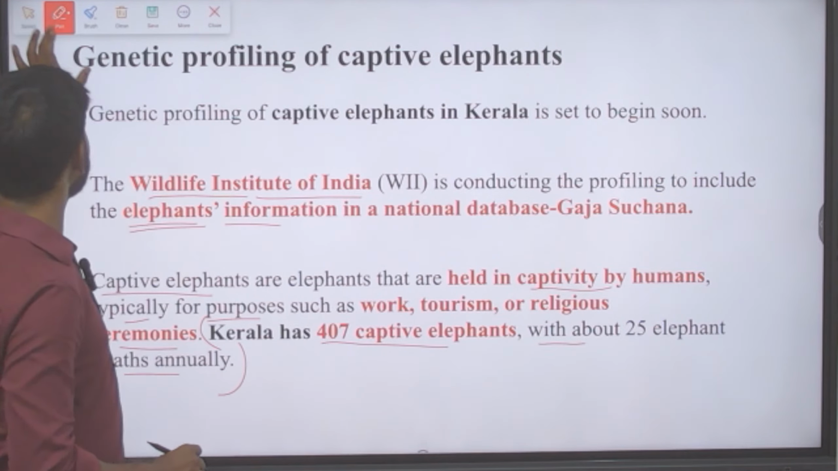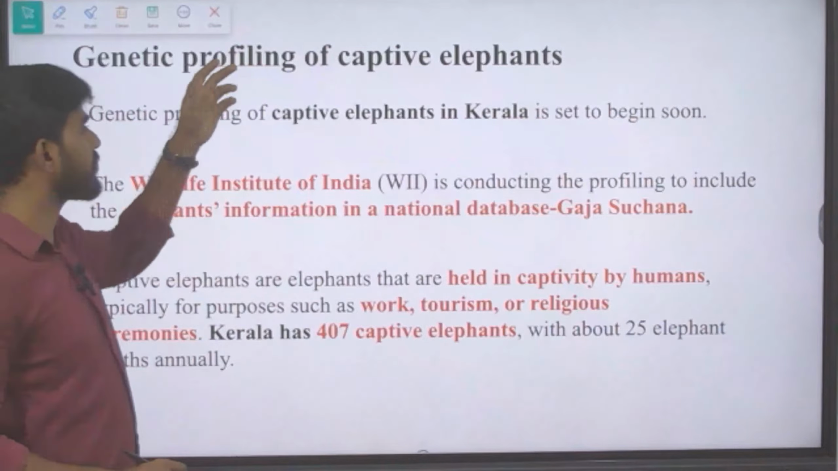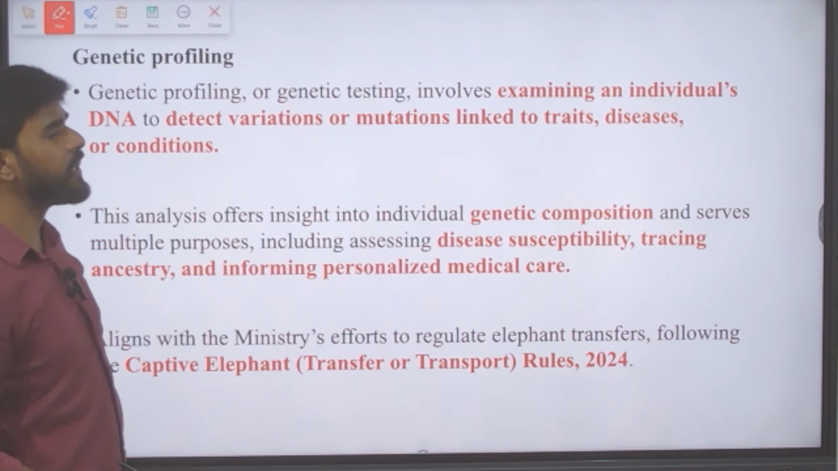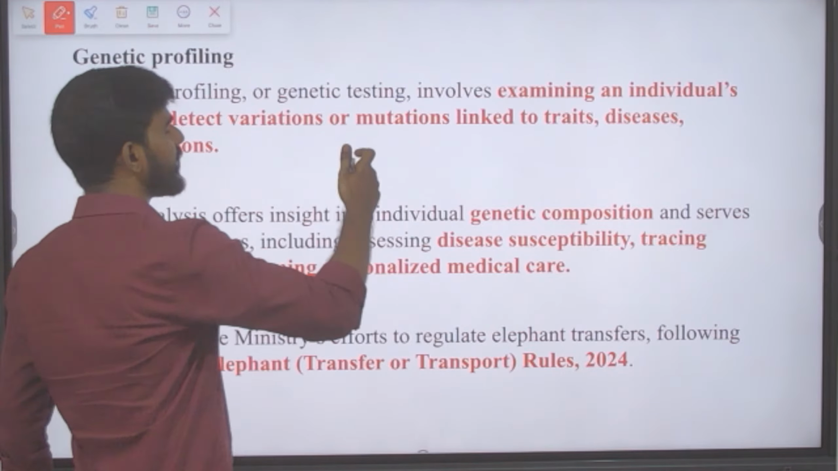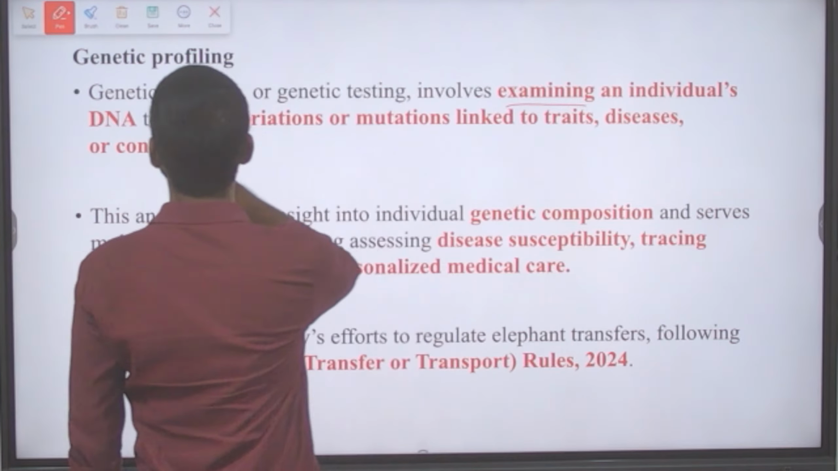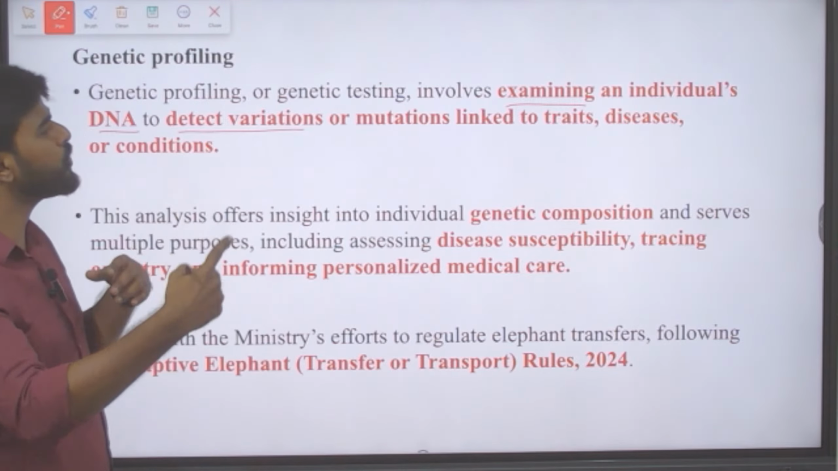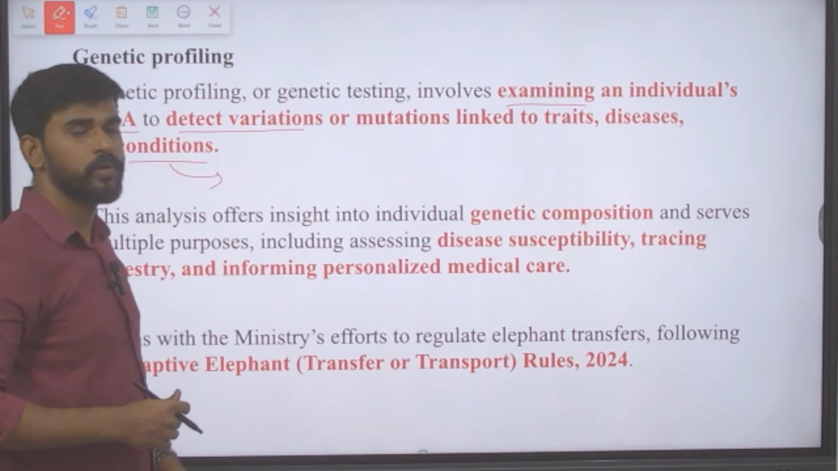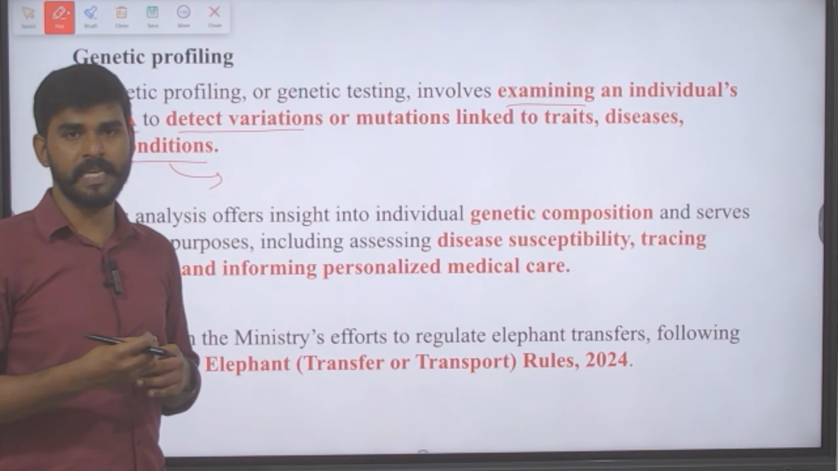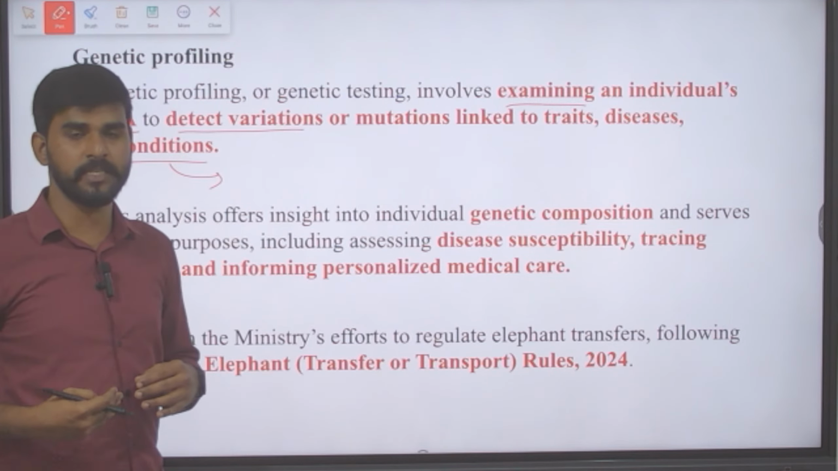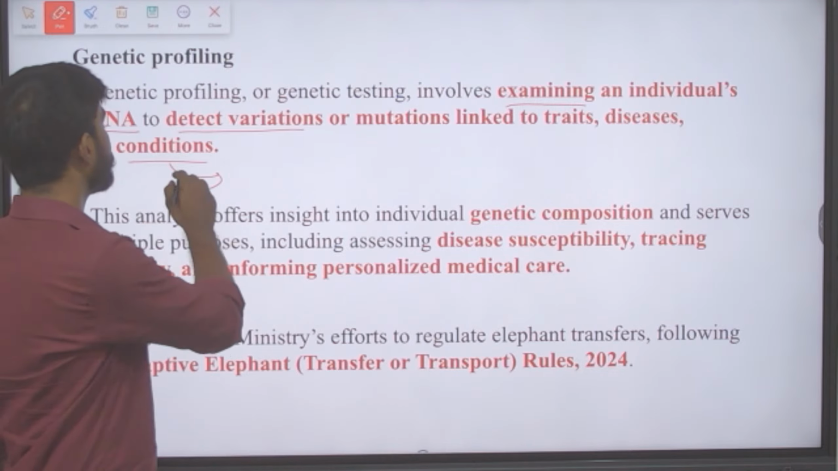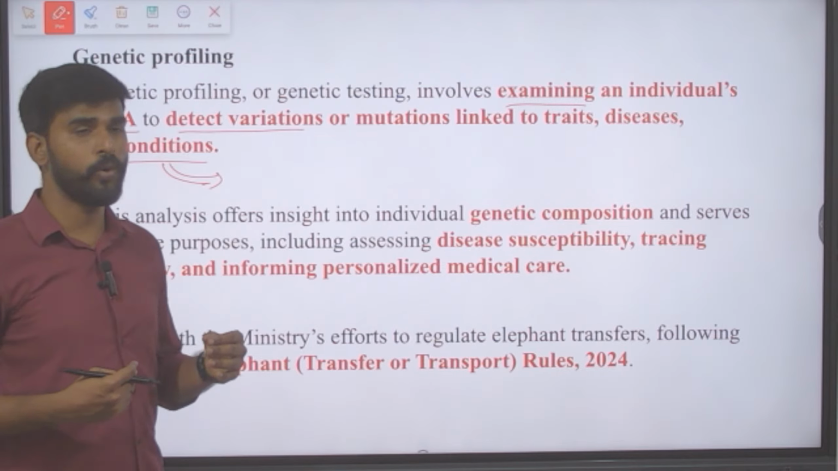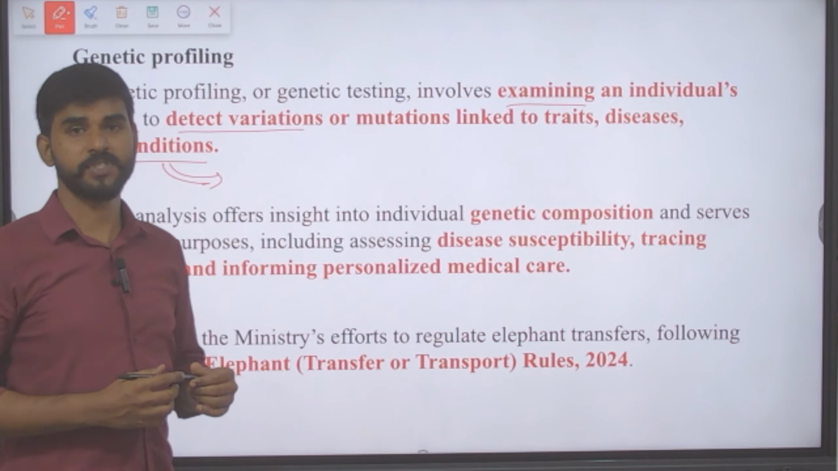Okay, so here we need to understand about genetic profiling and captive elephants. What is genetic profiling? Genetic profiling means genetic testing, and it involves examining an individual's DNA to detect variations or mutations that are linked to traits, diseases, or conditions. So, what are all the mutations that are linked to any disease or any traits that are there in a species, and even other conditions that are there in the species? This genetic link that we need to know is known with the help of genetic profiling.